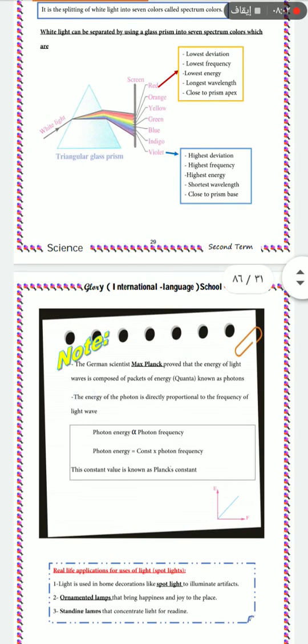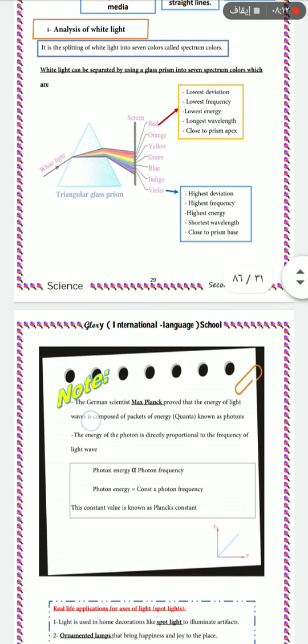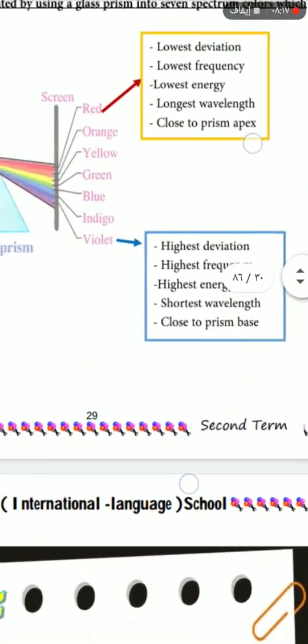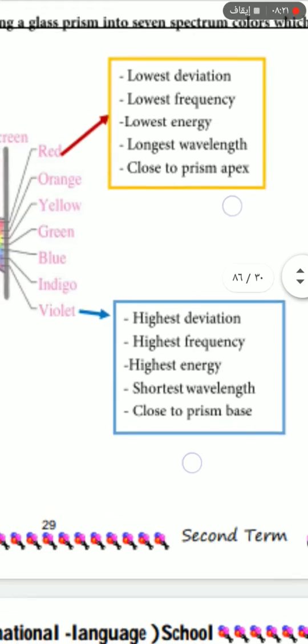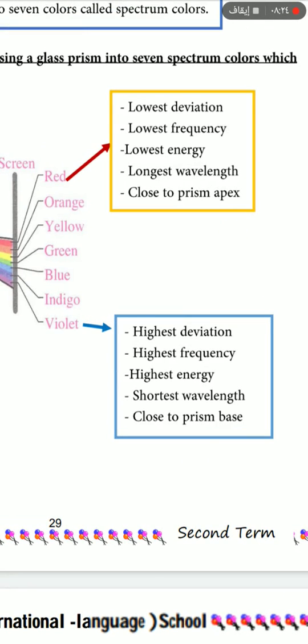Okay, let's talk about the deviation of these colors. This deviation increases while we're moving down, while we're moving down to the base of this prism. Okay, so the red will give us the lowest deviation. But how about the last one, the violet color? Well, it will give us the biggest or the highest deviation. Why? Because I said while we're moving down, the deviation increases.